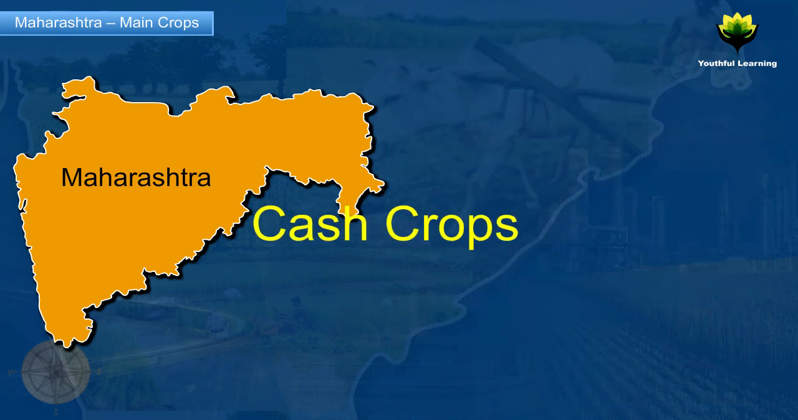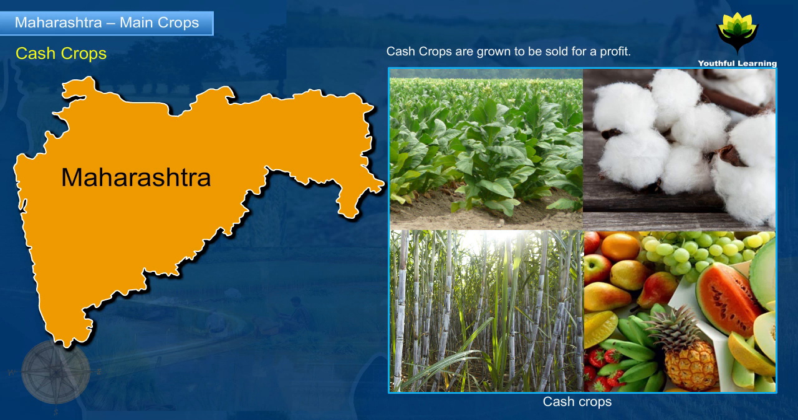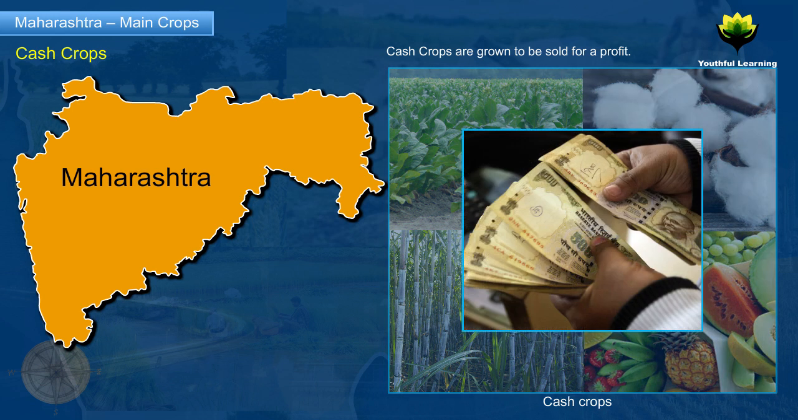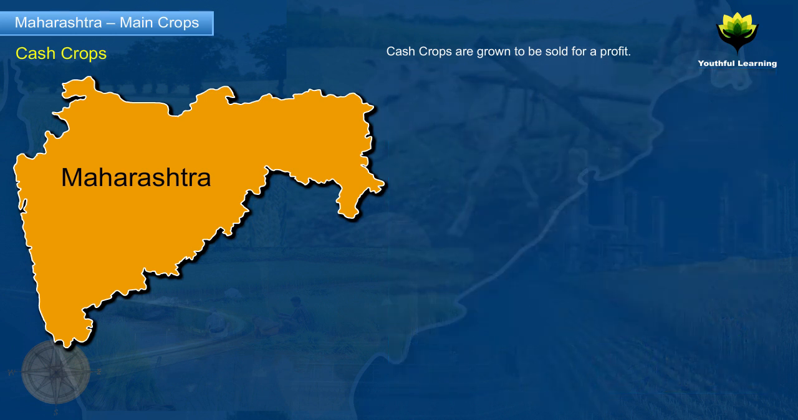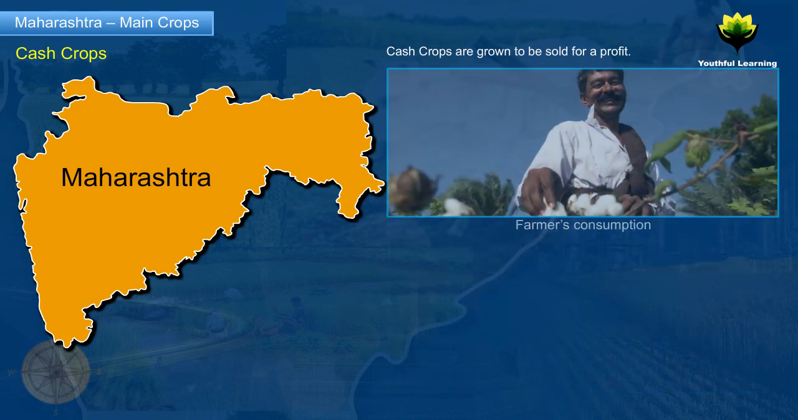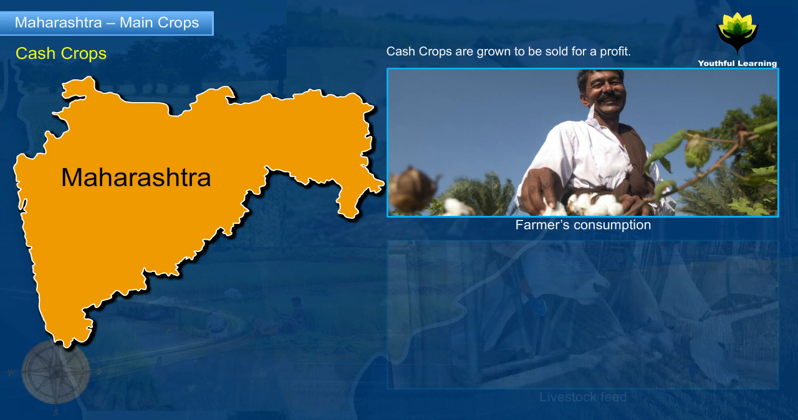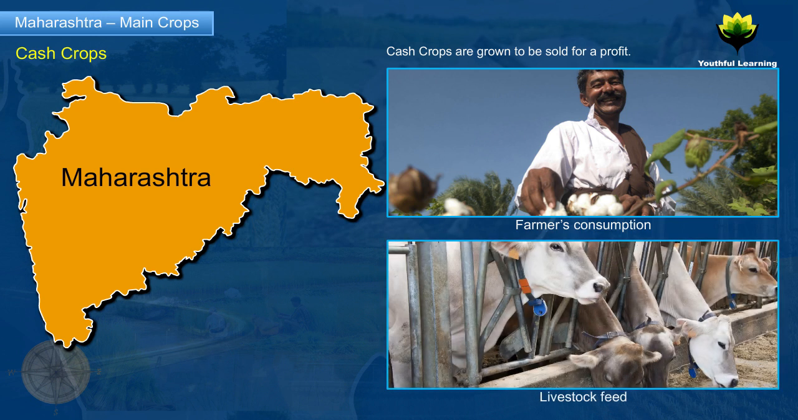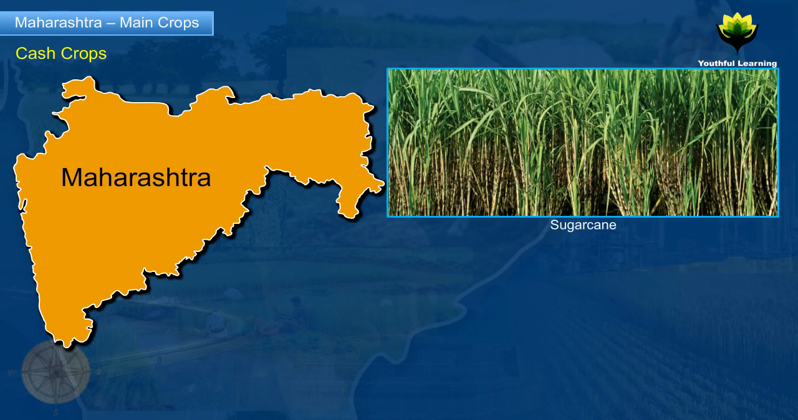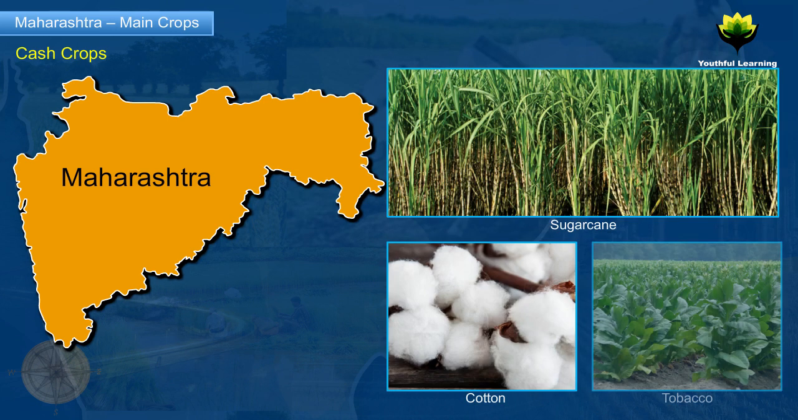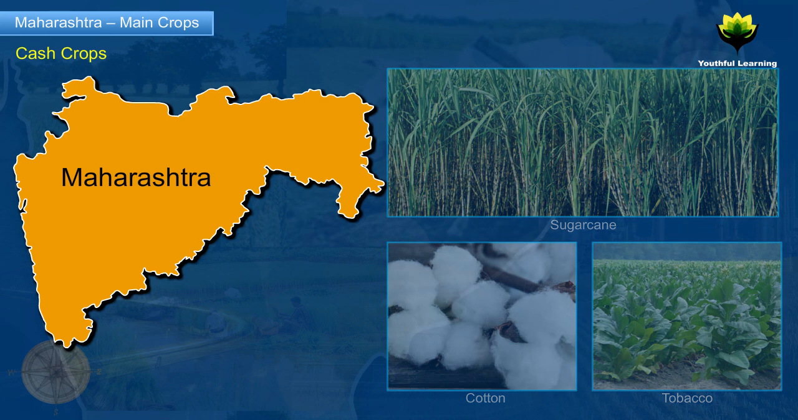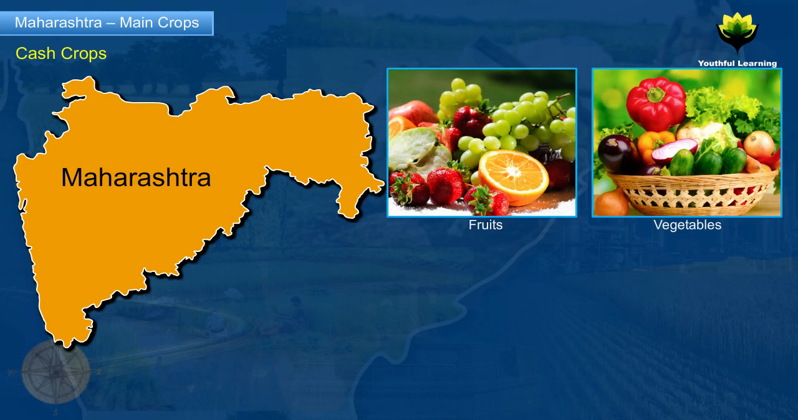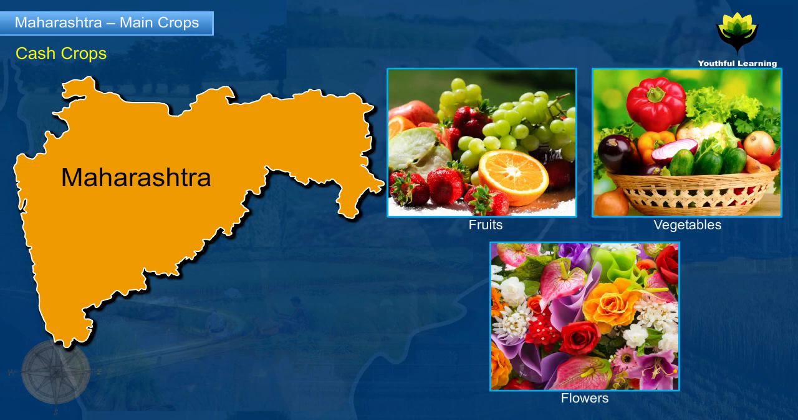Cash crops. Cash crops are grown to be sold for a profit. In other words, for commercial purposes rather than for the farmer's consumption or as livestock feed. Some examples of cash crops are sugarcane, cotton and tobacco. Even fruits, vegetables and flowers fall under the category of cash crops.